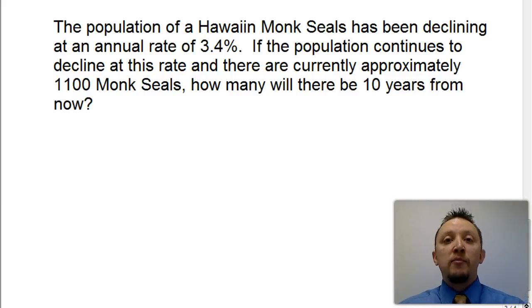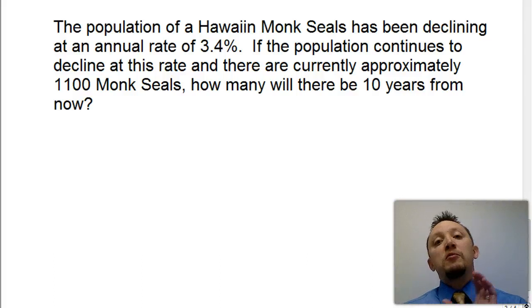That's where I got this problem, because I always think it's good if we're dealing with story problems that have some real life applications. So if you look this up, this would actually be what's currently happening with this population. So they're decreasing in value by 3.4% annually. And there's currently about 1,100 monk seals in Hawaii. And we want to figure out, if the population continues to decrease at this rate, what's the population going to be like 10 years from now?